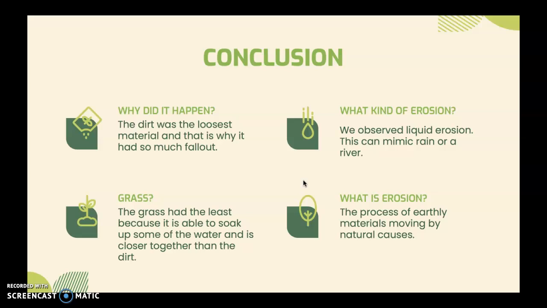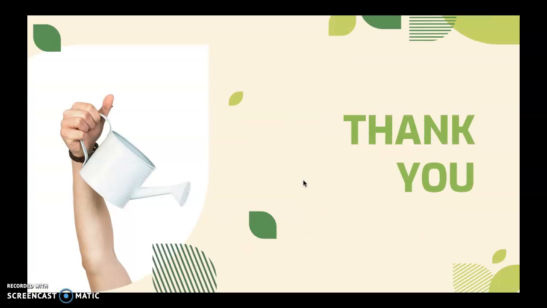The grass had the least because it was able to soak up some of the water and is closer together than the dirt. And what is erosion one more time? Erosion is the process of earthly materials moving by natural causes.